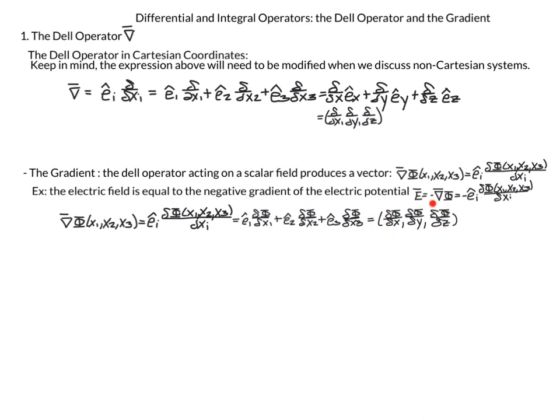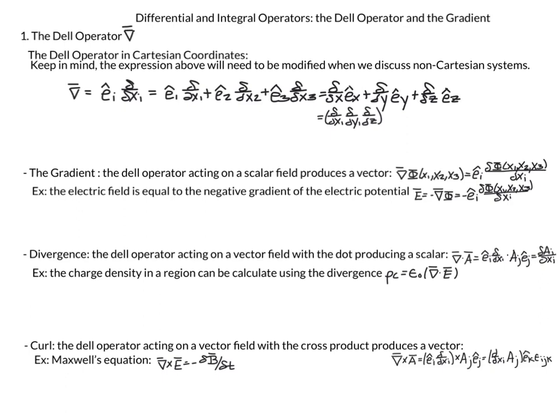In other words, it's your phi, your function, with a partial derivative taken with respect to each of the variables x, y, and z. An example is that the electric field is equal to the negative gradient of the electric potential, and we will do an example of this.